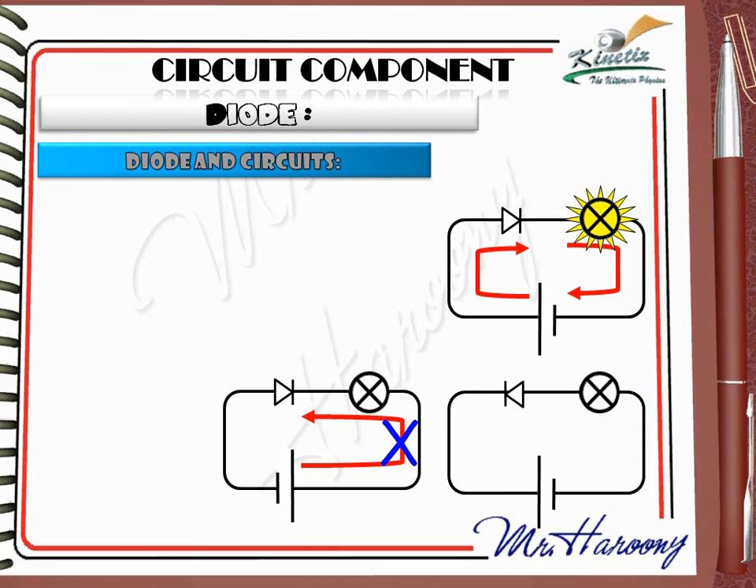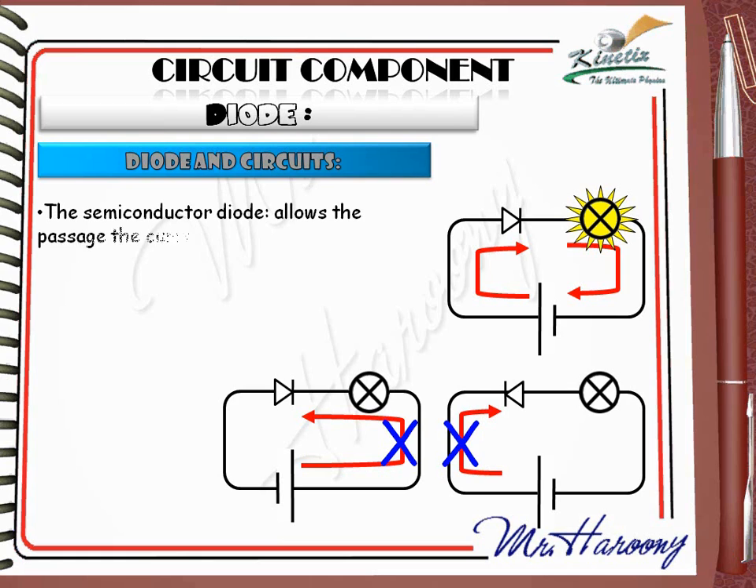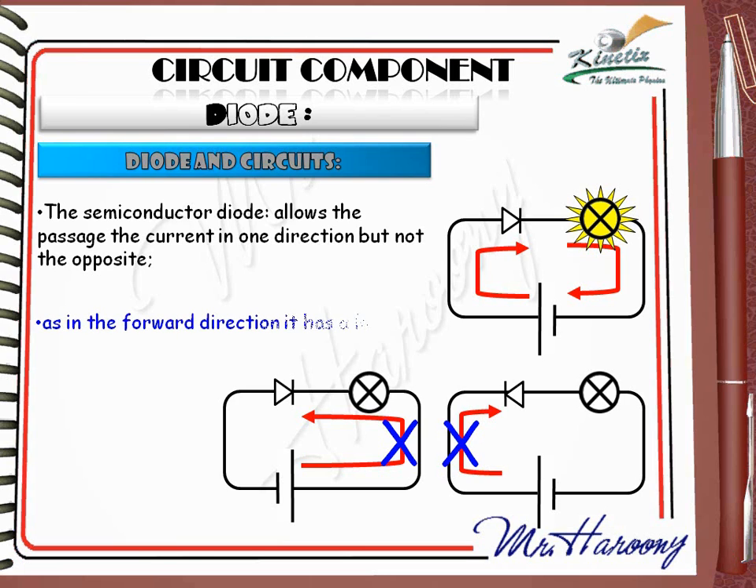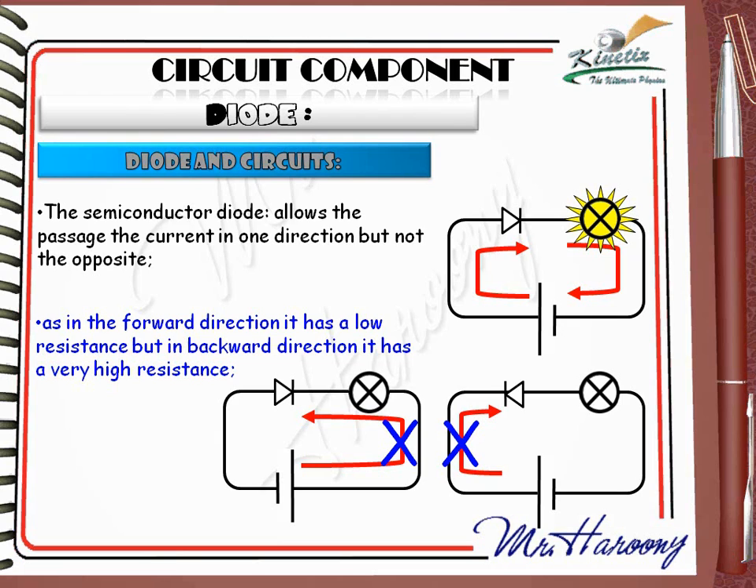Another example of blocking the current is reversing the diode instead of reversing the battery. In this case, also the direction of the current is opposite to the direction of the arrow of the diode. The semiconductor diode allows the passage of current in one direction, but not the opposite. As in the forward direction it has low resistance, but in the backward direction it has a very high, infinite resistance. This means that the diode is a resistor that depends on the direction of the current.